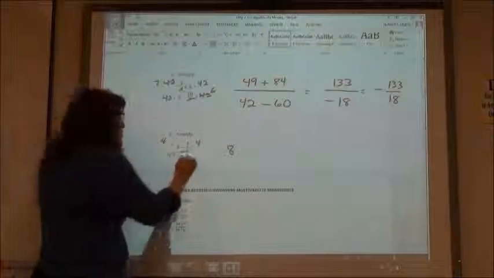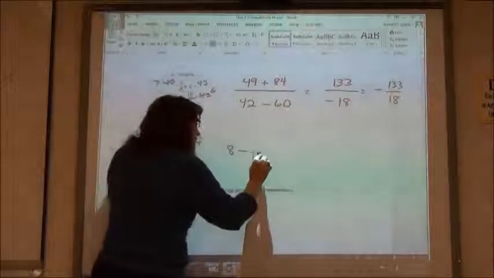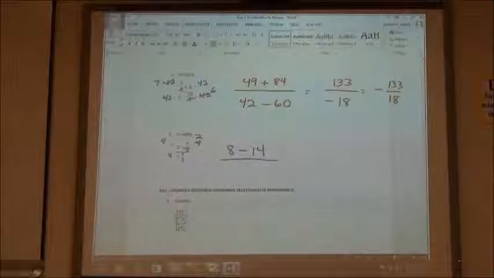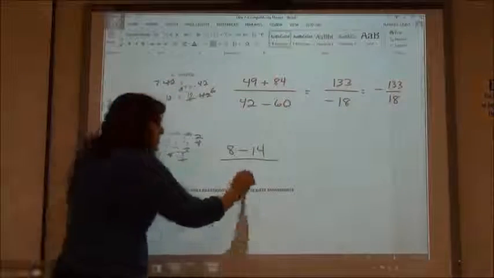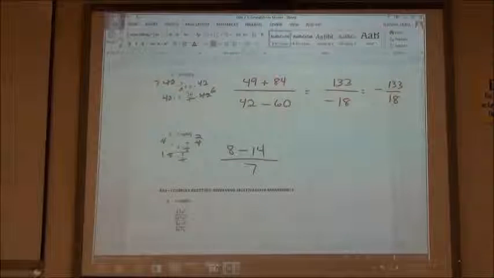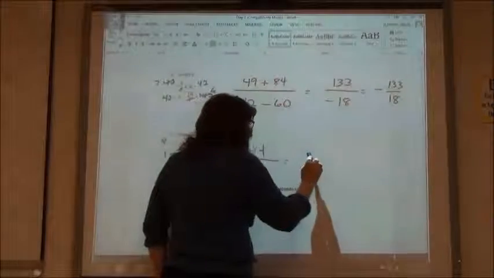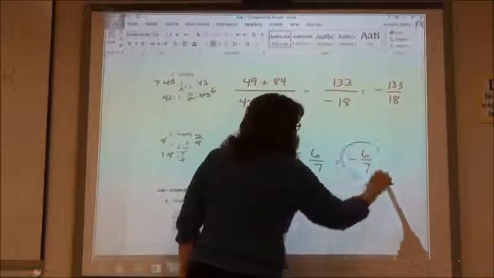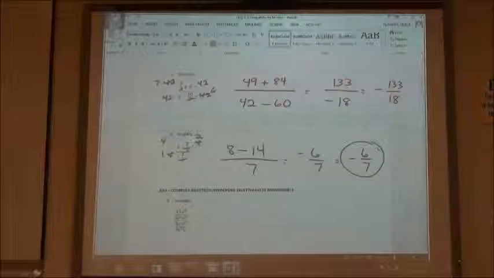Then I'm going to say, oh, 2 goes into 4 2 times. 2 times 7 is 14, so I'm going to have 8 minus 14 up on the top of my fraction. On the bottom, 4 goes into 4 one time. 1 times 7, just a 7 on the bottom of my fraction. So 8 minus 14 would be negative 6 over 7, which we know the negative would end up going in front, so negative 6/7 would be our answer. All right.